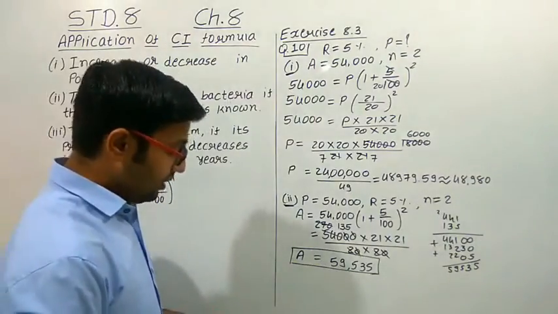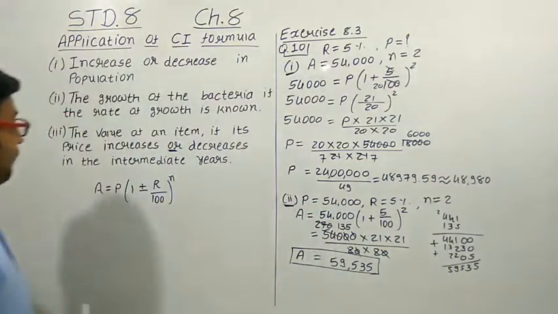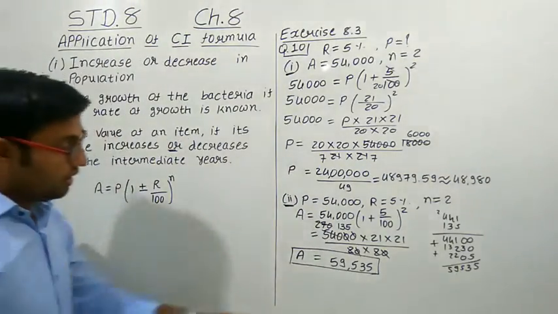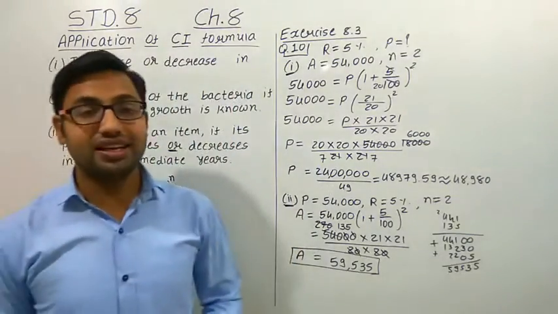So see, this is the method of how we can use the formula of compound interest to calculate the population. Okay, so this is all about this lecture.